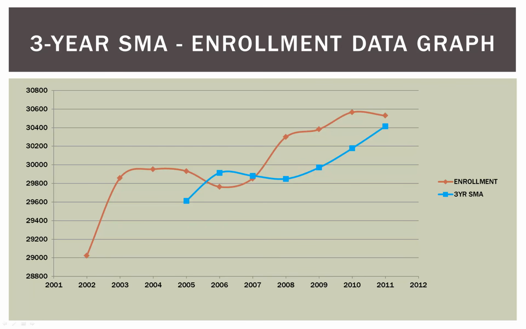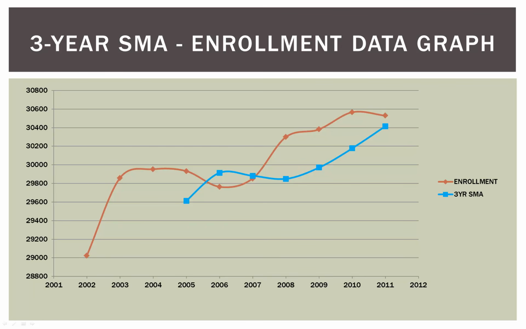Now, if you notice, in the actual enrollment in the orange, we had a dip from 2006 and 2007. Now look at our blue line. Where is our dip in the blue line? Well, it's out ahead of that. It's in 2008. So the 3-year simple moving average did not pick up the dip in the actual enrollment until almost 1 to 2 years later. And that is one of the drawbacks of the simple moving average, or moving averages in general, is that they tend to lag behind, they lag the actual enrollment data.